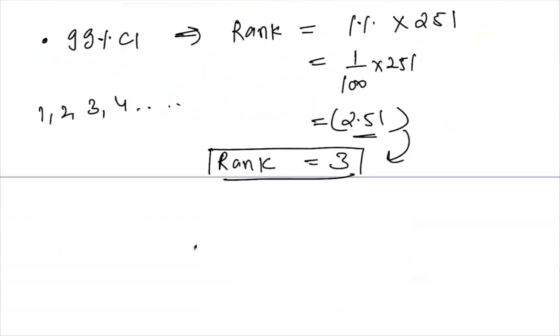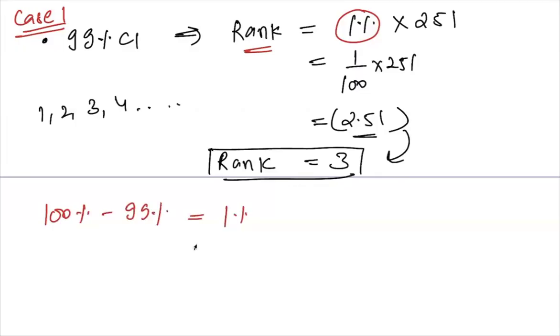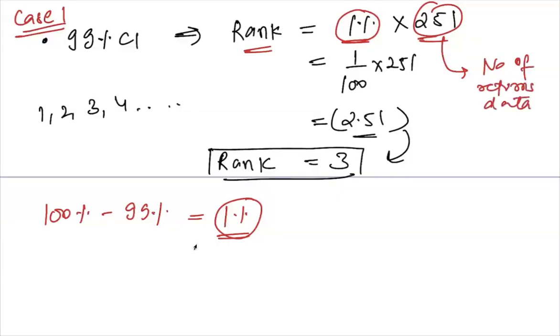So what I've done is, let's say case 1 is when I consider 99% confidence interval. How will I calculate rank? So 100% minus 99% is how much? 1%, right? So 1% times total number of returns data points. How many data points do you have? So 251. So 1% of 251 basically means 1 by 100 into 251, which is nothing but 2.51.